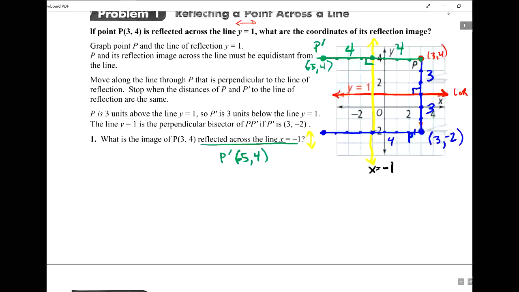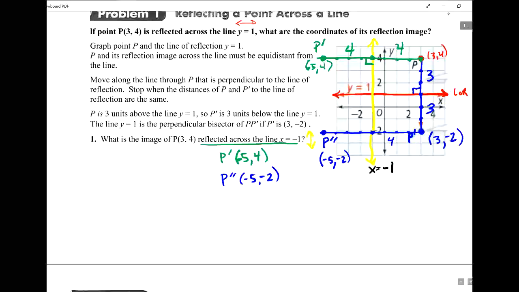What are we going to call this one? Remember, a second translation would be P double prime. And so that one is going to be negative 5, negative 2. So we kind of did a little extra on the problem here. Now what do you notice about all of these reflections?